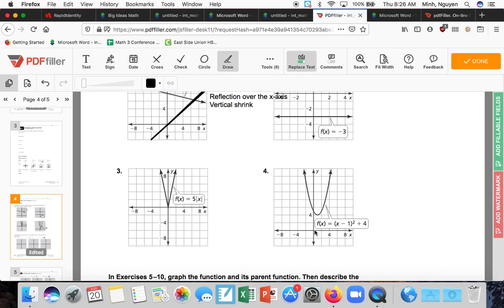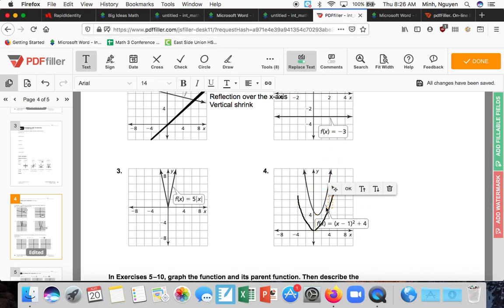Because you know that this is the original, right? Sorry, that's kind of ugly, but you know the shape, and I didn't graph the points accurately. I'm just showing you the general shape. So this is x squared.